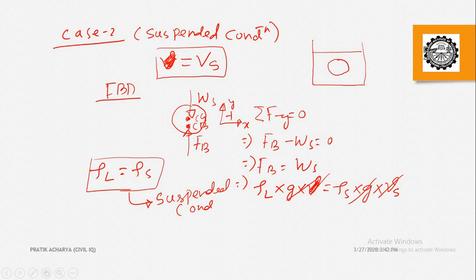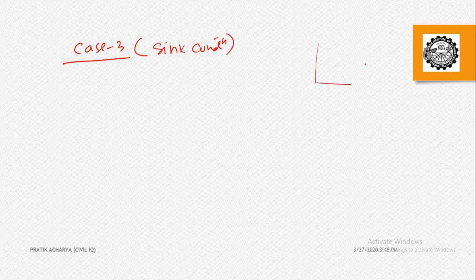Now the third case is called the sink condition. This is sink, completely submerged. This is my container in which the water is there, and the solid is already close to the ground surface.